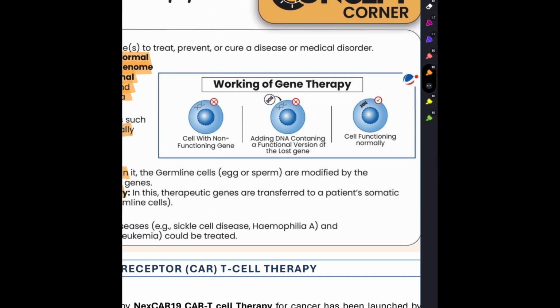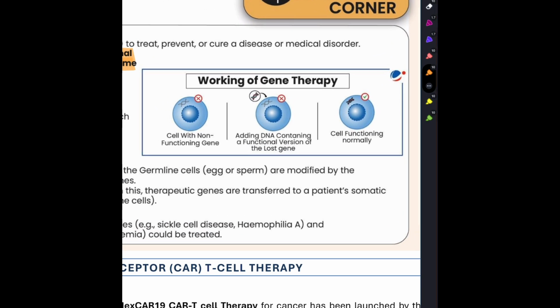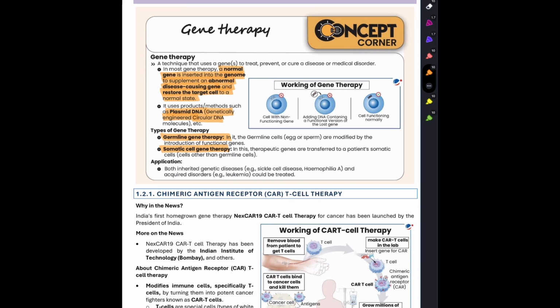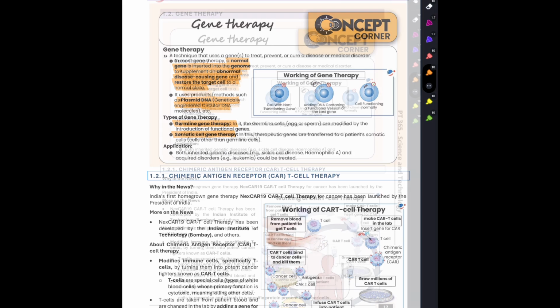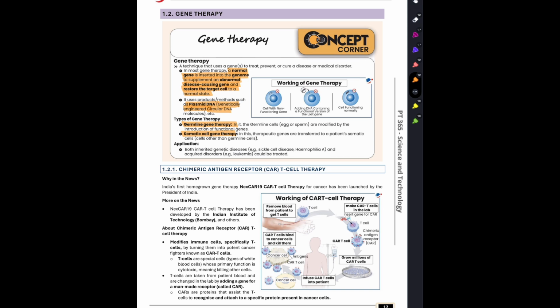So this is the working of gene therapy. This is a cell displayed which has a non-functioning gene. And now we have added DNA containing a functional version of the lost gene in order to augment this and return it back to the normal state. So the cell is functioning normally. So what are the applications? Both inherited genetic diseases, for example sickle cell disease and hemophilia A, and acquired disorders, for example leukemia, could be treated.